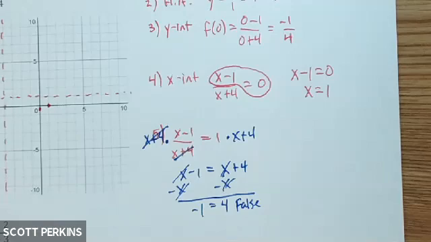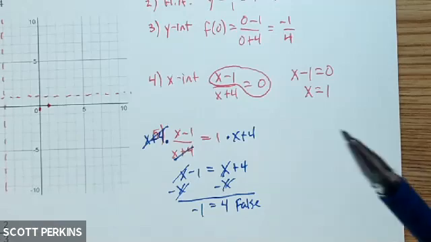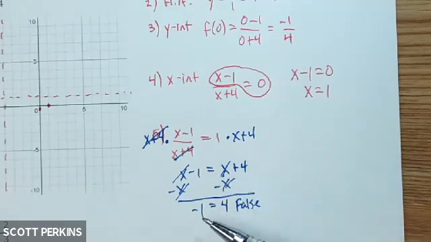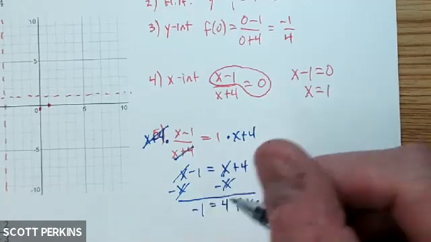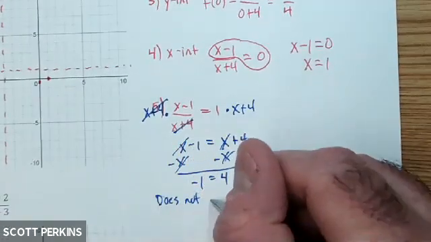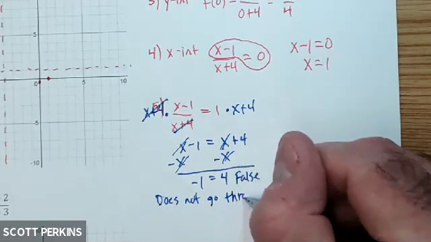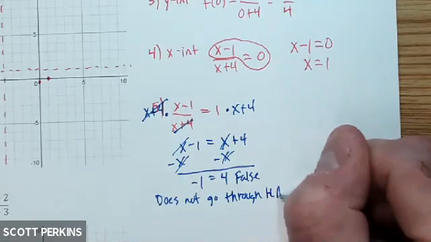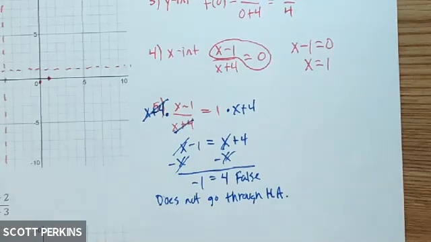One of our examples does. When it does go through the horizontal asymptote, you will get an x equals. You'll get an x value that happens at. So here's the good news. We now know the graph does not go through the horizontal asymptote.